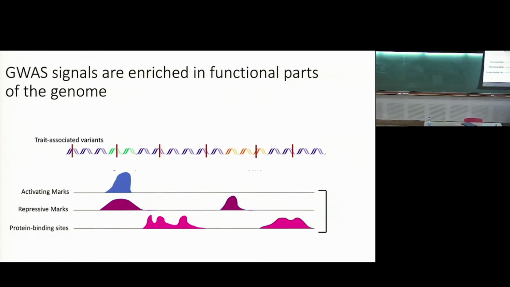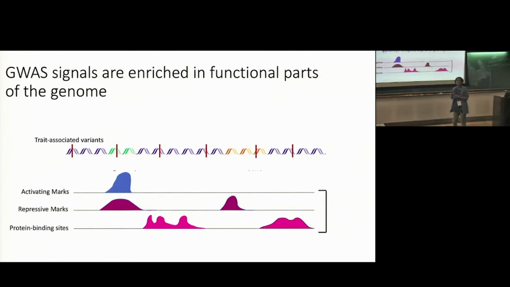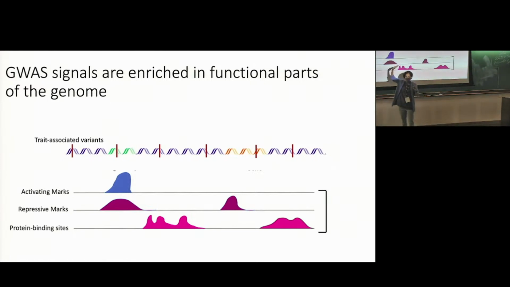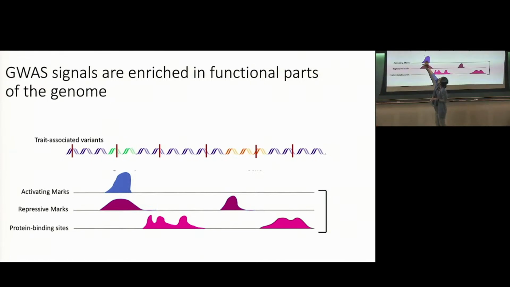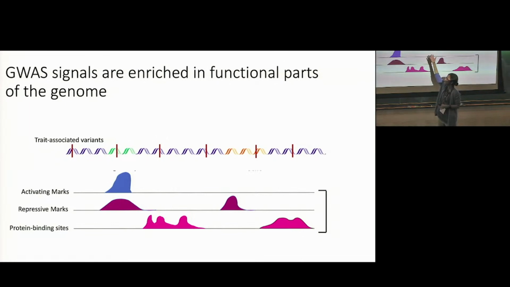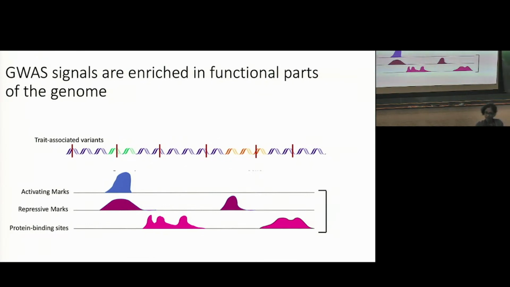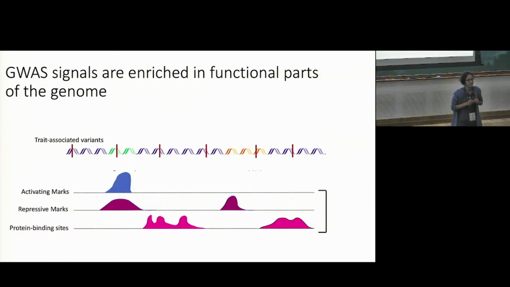Let's say these are your variants. The red bars are just the GWAS variants that you find. They are more likely than by chance to overlap with, let's say, active parts of the genome, right? So that's what I mean by enrichment. They're not randomly distributed through the genome. They're more likely to be found maybe in active histone marks, and less likely to be found with repressive histone marks. I mean a statistical enrichment of overlap. Is that clear?